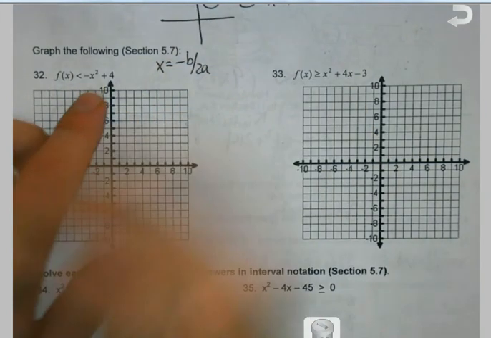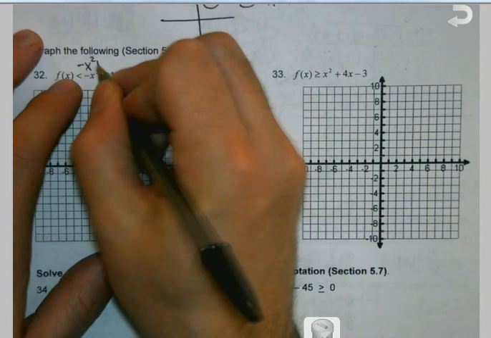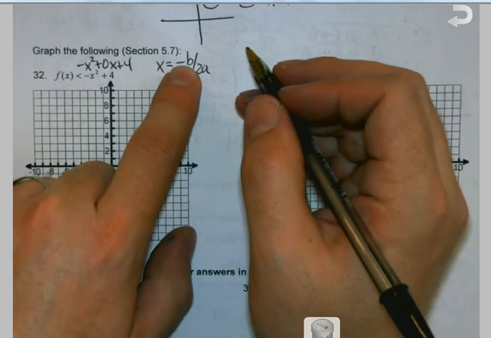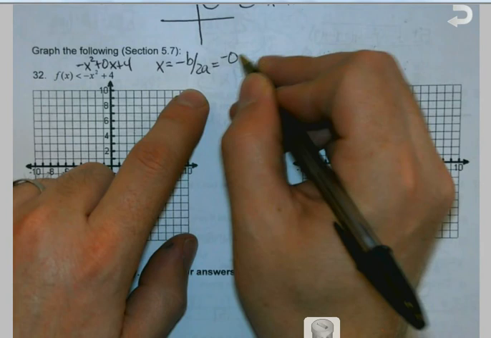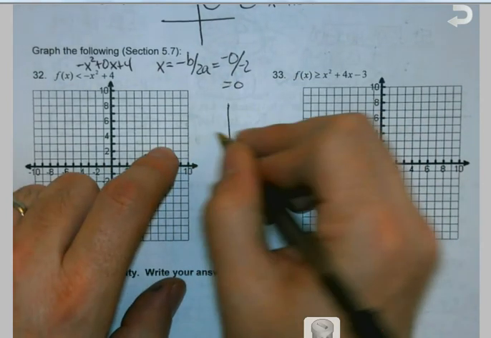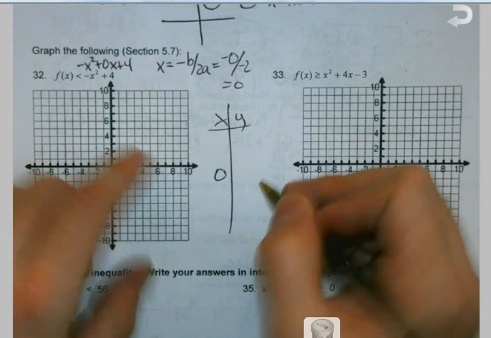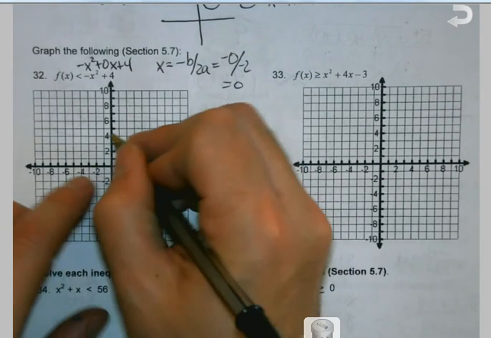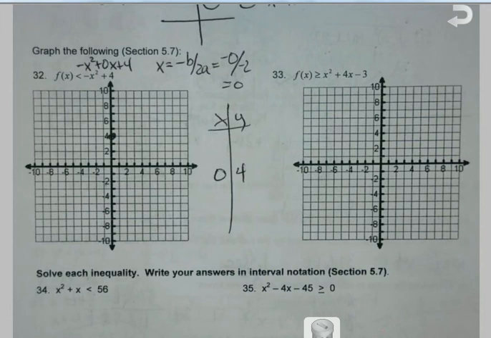You're like, but wait a minute, there is no b. Sure there is: 0x plus 4. If I plug in 0 for b, I get 0. Yes, you do. And then if I plug in 0 there, 0 plus 4 is 4. Yes, 0, 4. Boom. Which way is this parabola going to be opening?